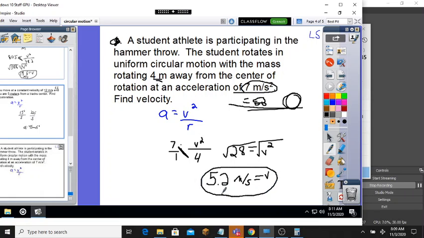And very simple, easy, quick formula. A equals v squared over r lets us know the acceleration and the velocity.